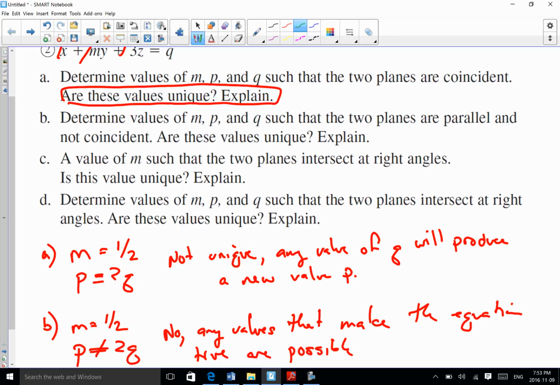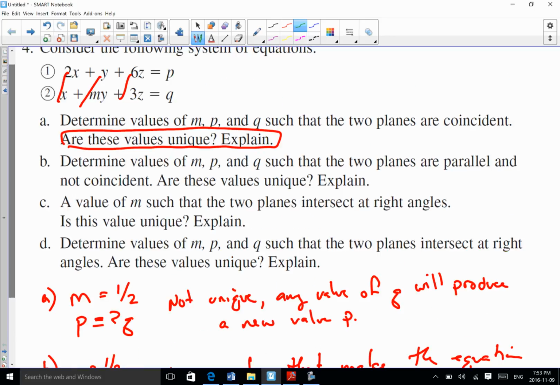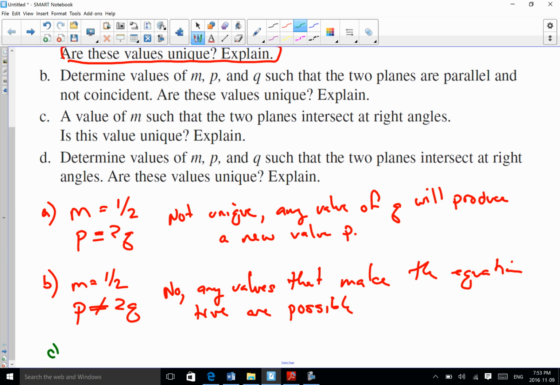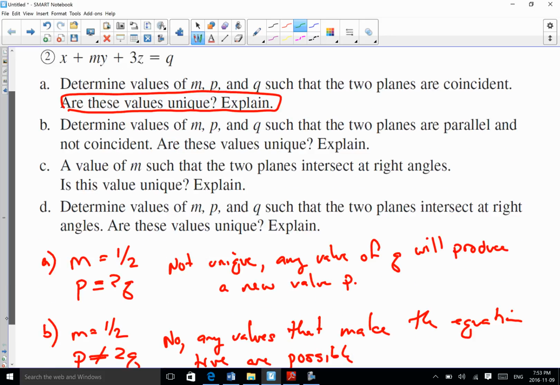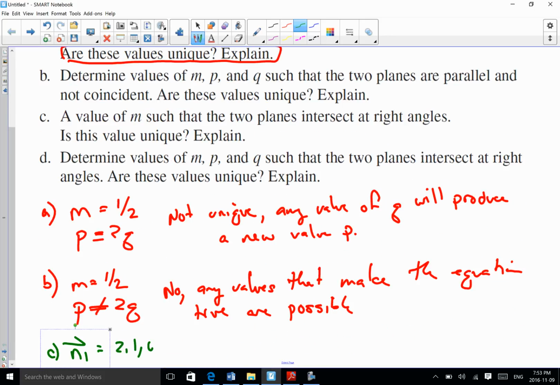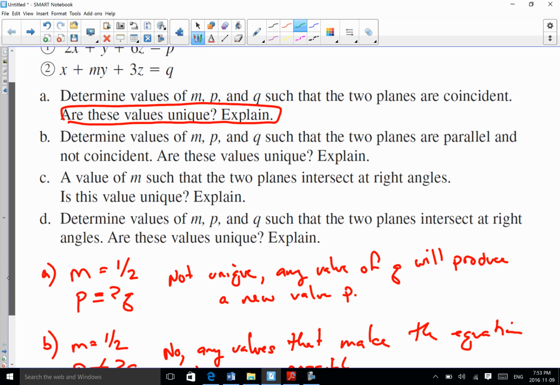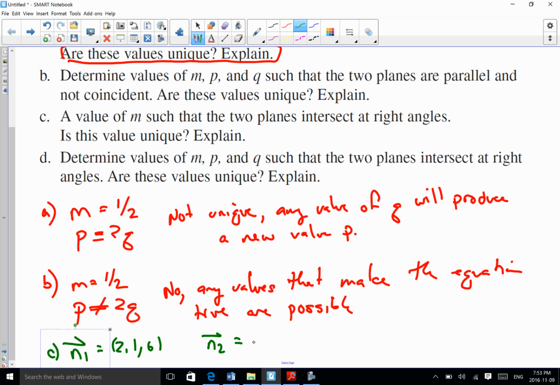Okay, let's look at letter C, a different kind of question. Find a value of m such that the two planes intersect at a right angle. Right angle, well, we know that as perpendicular. So our two planes are going to intersect at right angles. Then the dot products of our two normals have to come out to 0. So let's write down our normals. Normal number 1 is 2, 1, and 6. Normal number 2 right now is 1, m, and 3.